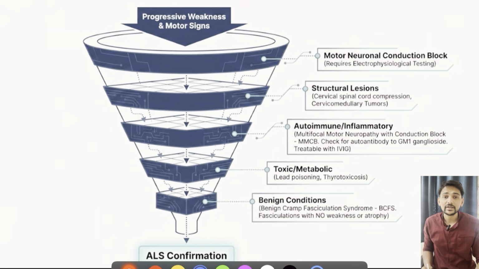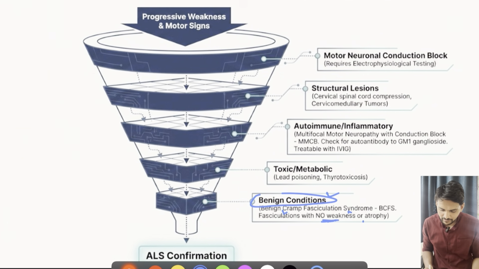So what are those alternative diagnoses which we have to consider before labeling it as motor neuron disease or ALS? Mainly some benign conditions like benign cramp fasciculation syndrome. As mentioned, due to lower motor neuron involvement, we will be able to see fasciculations, but there will be associated weakness. Whereas in this benign condition, there might be fasciculations without any weakness or atrophy. So just the presence of fasciculations will not label the condition as motor neuron disease. You have to look for weakness or atrophy.